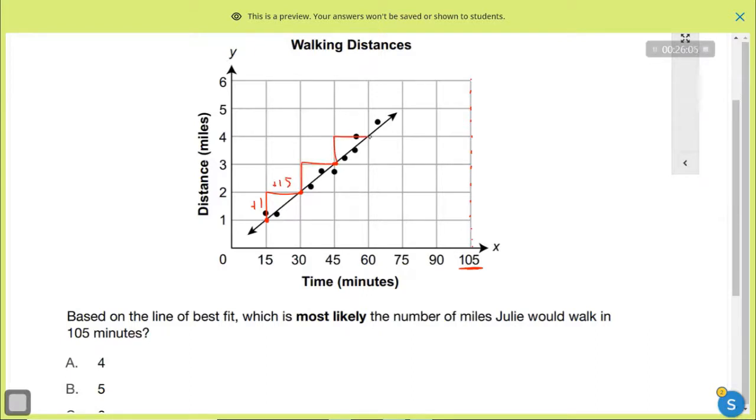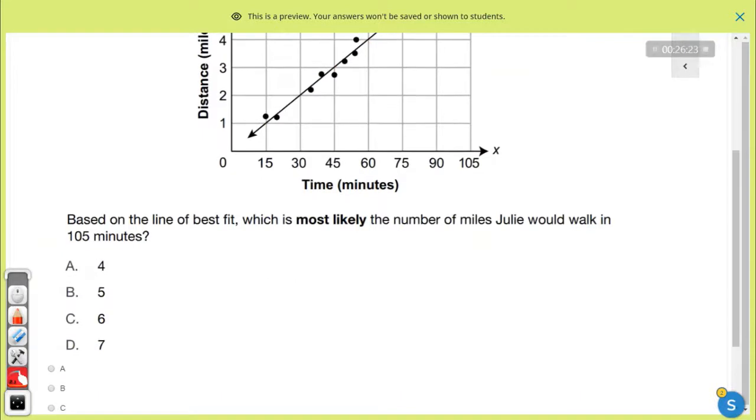And that pattern continues. Well, if that's going to continue, I'm just going to go over there, and over there. So up 1 more, even though it is not on my graph, would indeed be at 7. So most likely they would walk 7 miles in 105 minutes. Let's see if that option is down below. And there it is. That is option D.